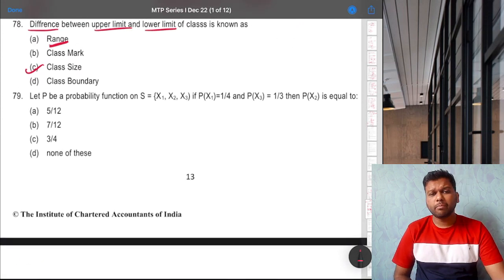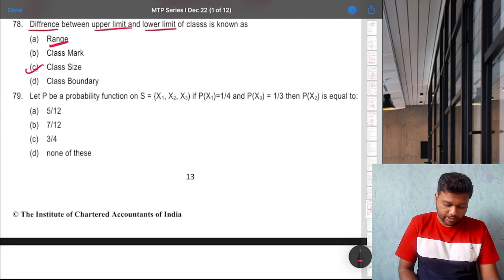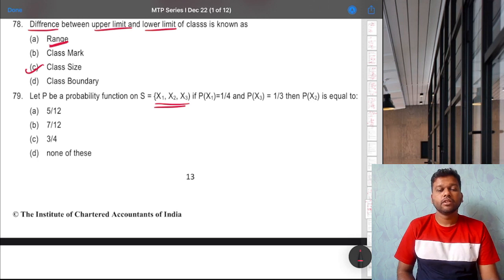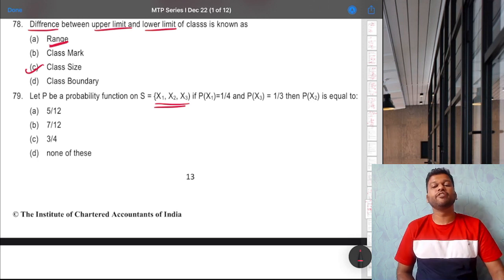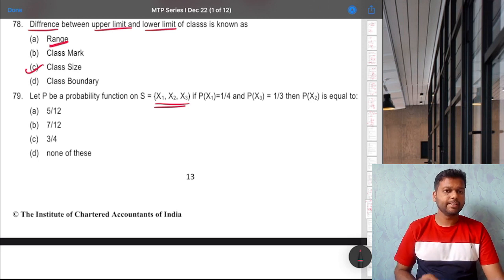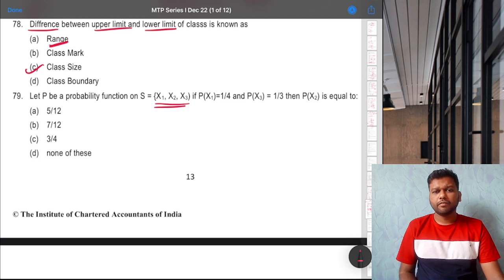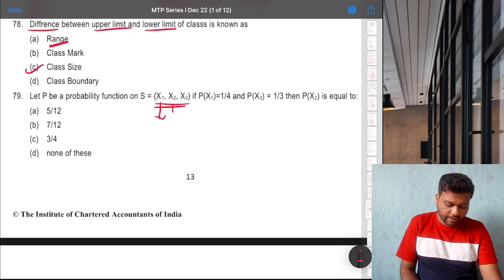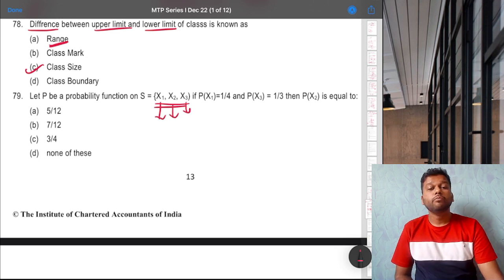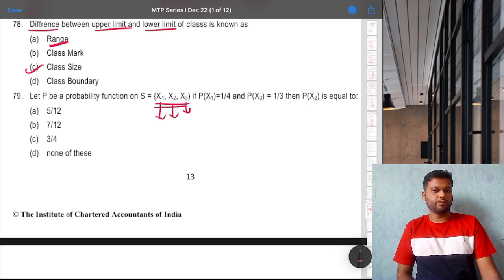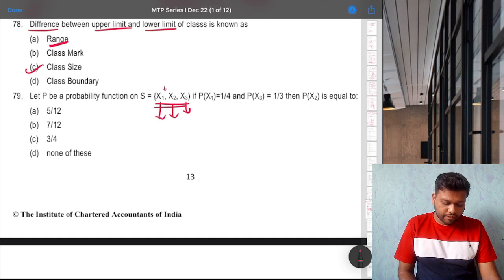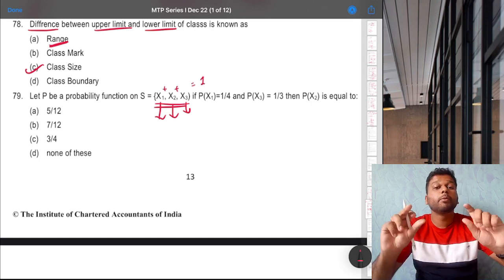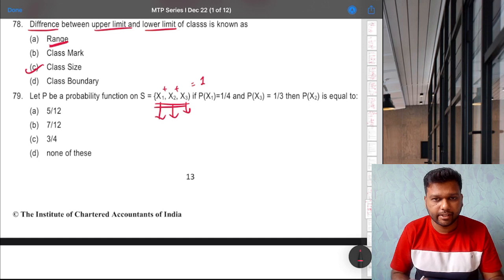79. Let P be a probability function on S which is defined like this. Okay. Now there is an axiomatic definition of probability in the module. If you have studied, there is an axiomatic definition which says that a probability function can be defined like this if these values are mutually exclusive and exhaustive. That means what? Total of these three should be equal to 1. Total of probabilities of these three should be equal to 1.